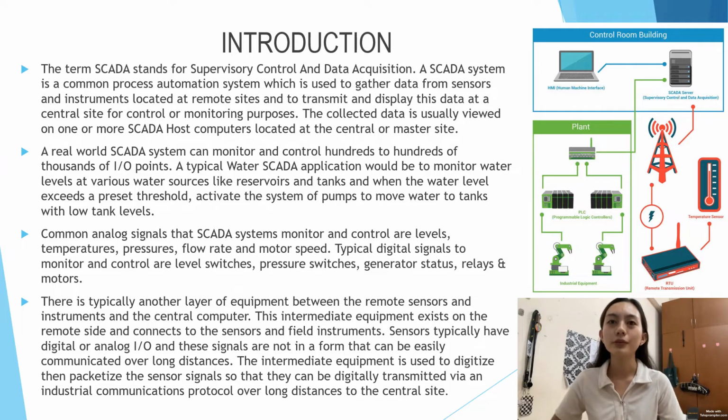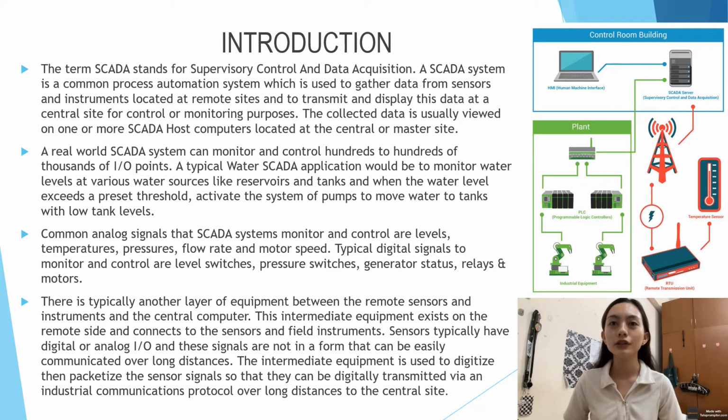A SCADA system is a common process automation system which is used to gather data from sensors and instruments located at remote sites and to transmit and display this data at a central site for controlling or monitoring purposes. The collected data is usually viewed on one or more SCADA host computers located at the central or master site. A real-world SCADA system can monitor and control hundreds to hundreds of thousands of I/O points.